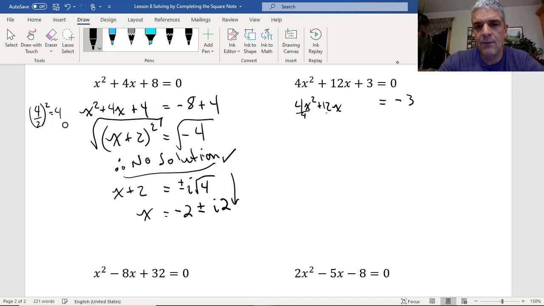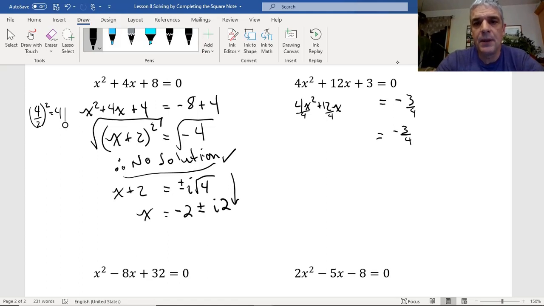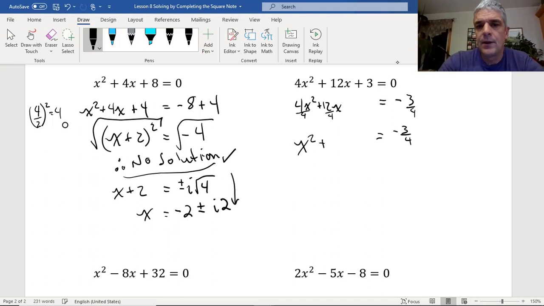So we divide this by 4, this by 4, this by 4. Everybody gets divided by 4. So this is -3 over 4 now. And over here, this is going to be x squared plus 3x.